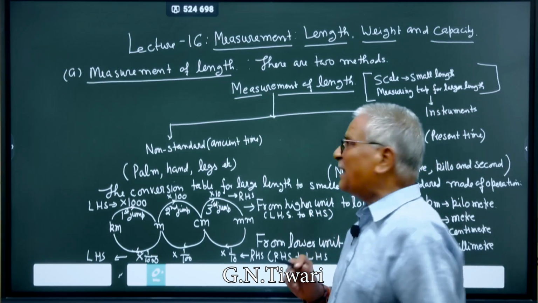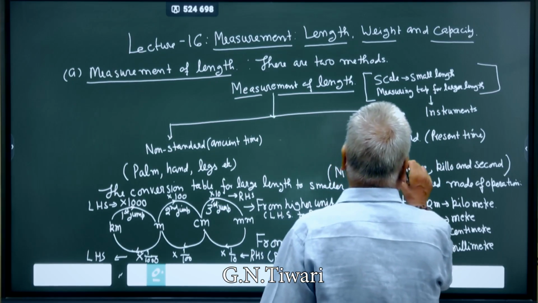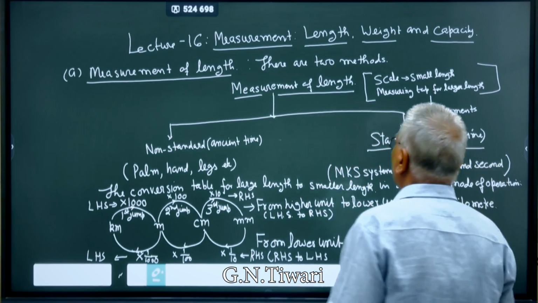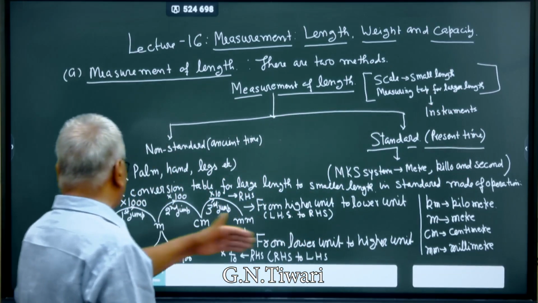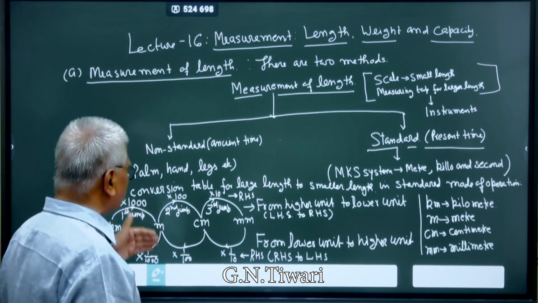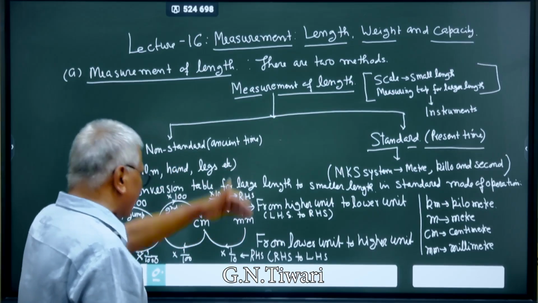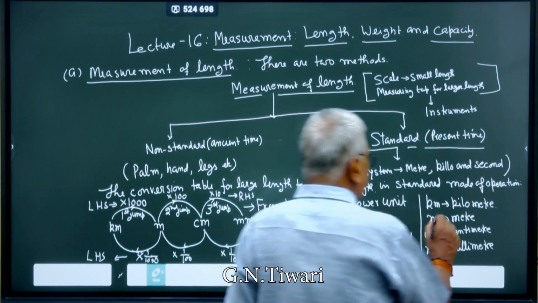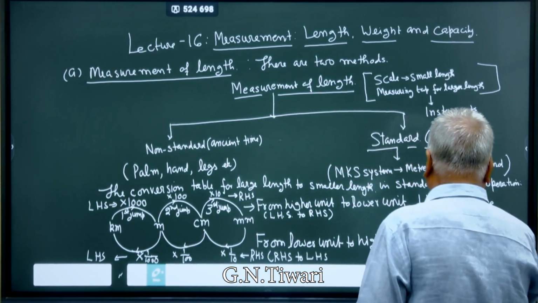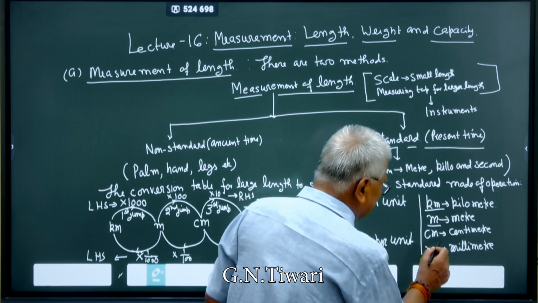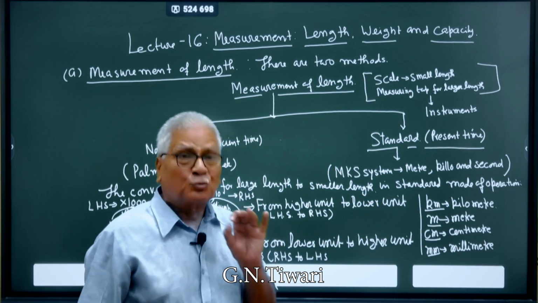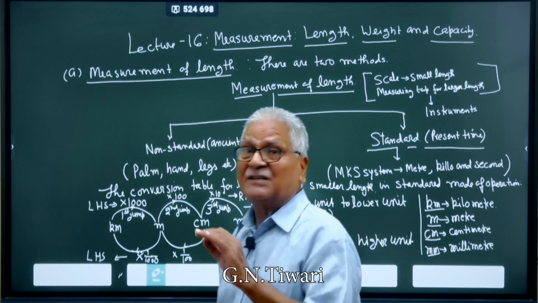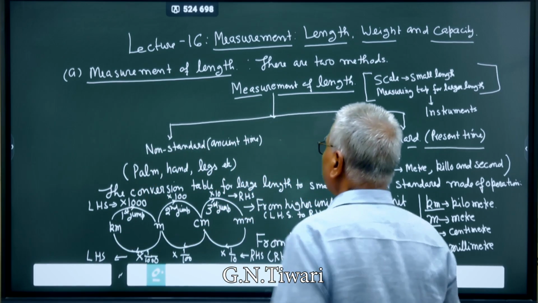Now the most important thing is the standard, that is the present time unit, which we are going to use, which I have just discussed: conversion factor from kilometer to meter, meter to centimeter, centimeter to mm, and reverse back. km represents the kilometer, m represents the meter, cm represents the centimeter, mm. That is a very, very important notation of the measurement of the standard unit of the length.